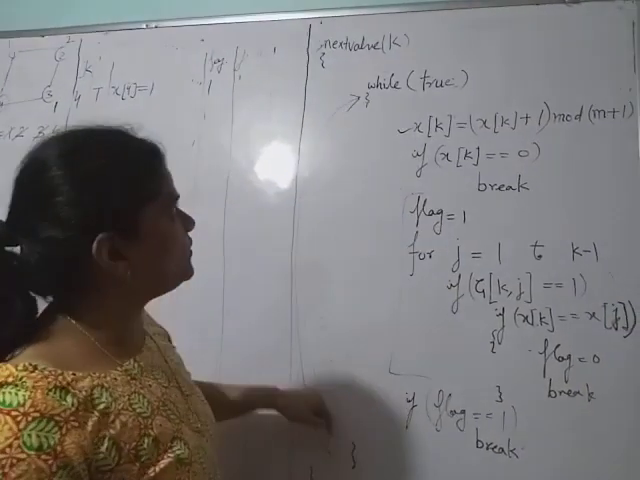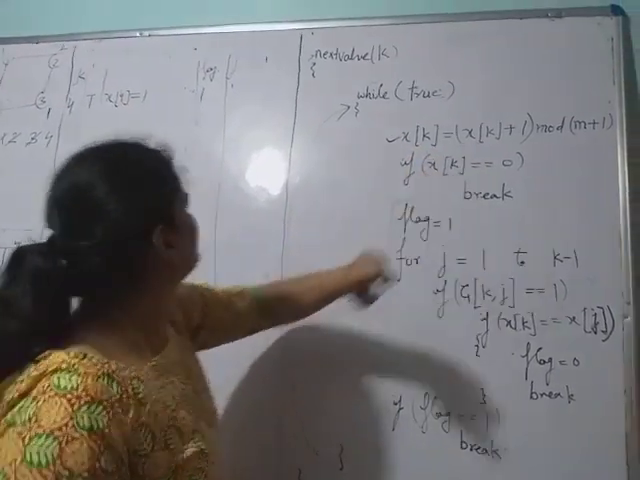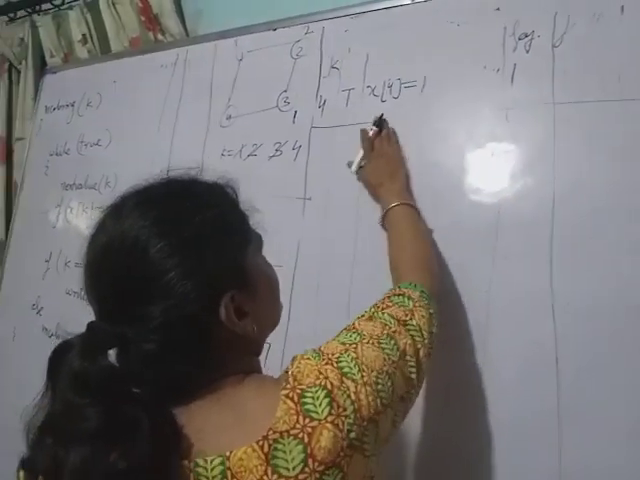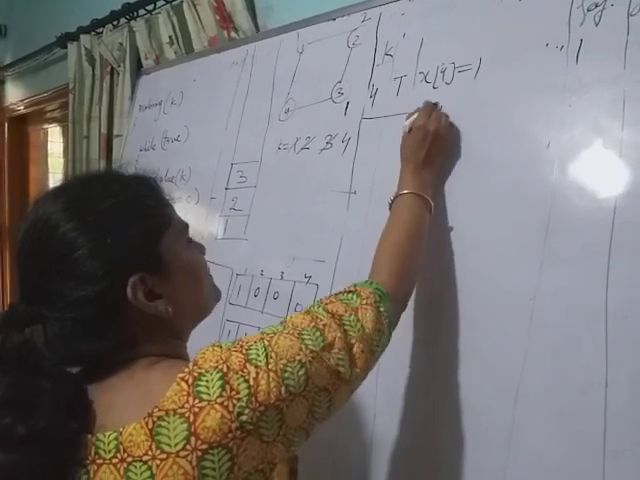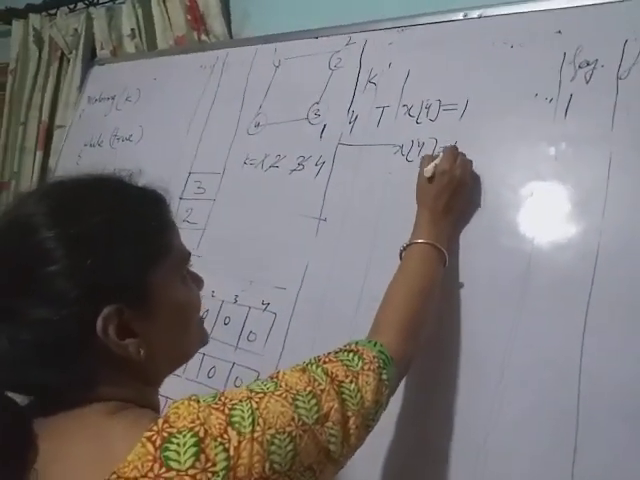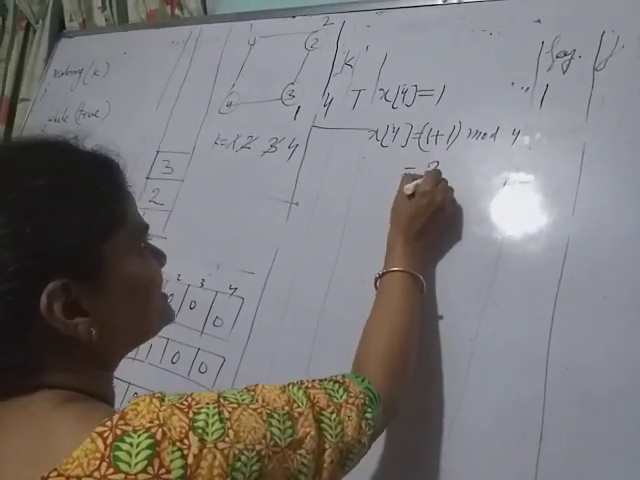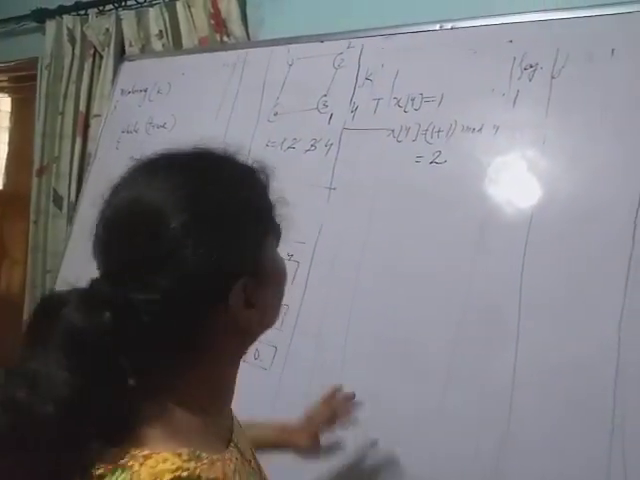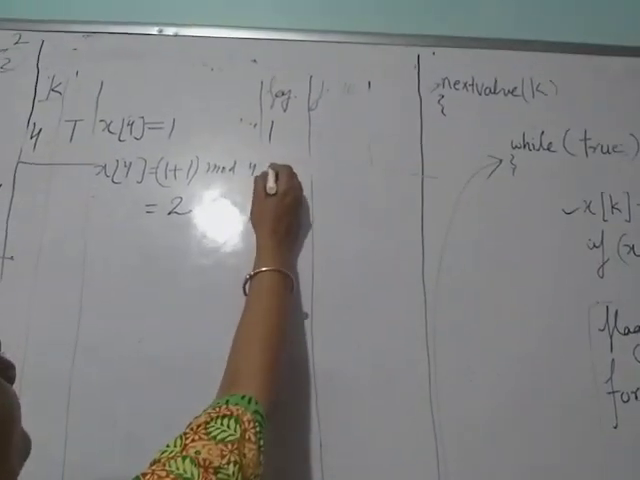Here it will just go to while true, and the next possible value of color is generated from this expression. Now x4 equal to (1 plus 1) mod 4, so the next highest numbered color is 2. Again it will check whether 2 is feasible or not for this fourth vertex. So here the fourth vertex color is 2. So flag is 1.